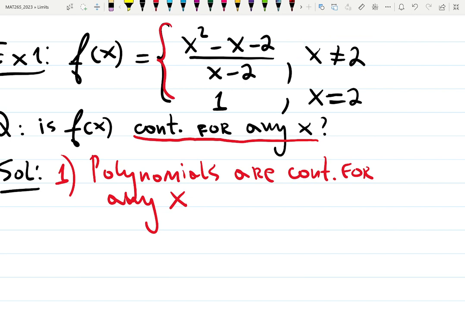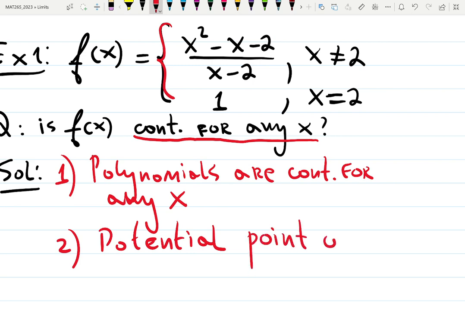What is happening at x equals 2? So we're going to say that's a potential problem, let's call it a point of discontinuity. Point of discontinuity. Who remembers what discontinuity is?